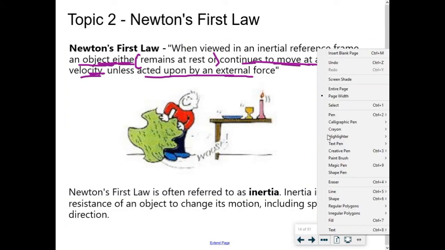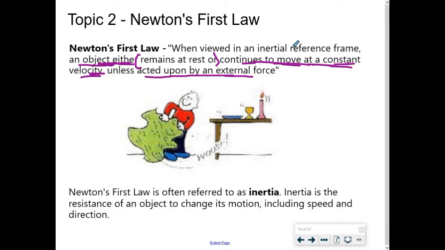It's the part I put in brackets. It's the part where I said an object will remain at rest unless acted upon by an external force. Things that are stationary don't just randomly start moving. This calculator is sitting here on my desk right now. I don't expect it to just randomly start floating away because there's no external forces working on it. Objects that are stationary stay there, right?